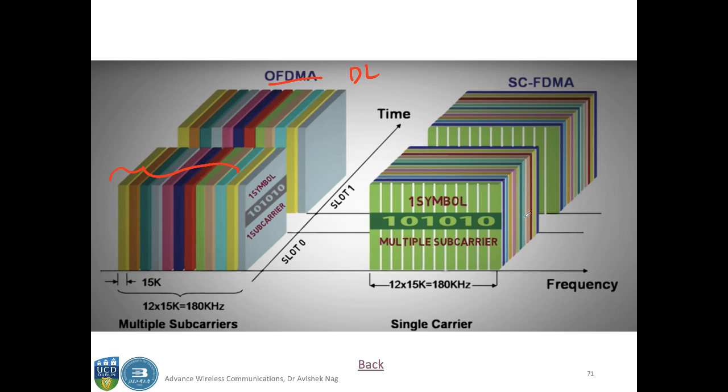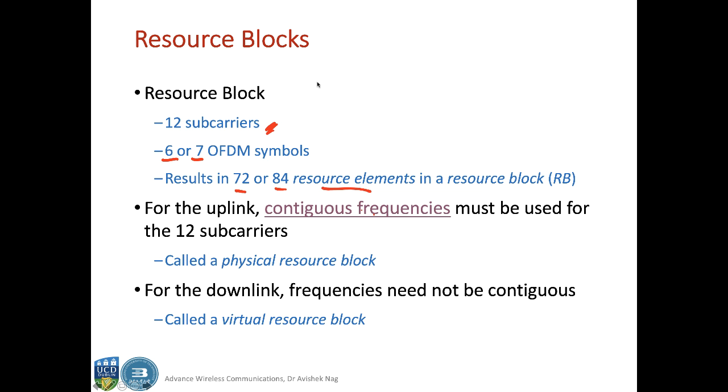Okay. So that's what is meant when it is said that for uplink you have contiguous frequencies for the 12 subcarriers, and for downlink you don't need to be contiguous for the frequencies.